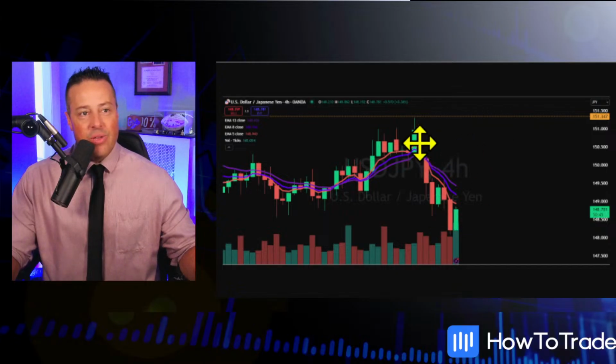Okay, so what would a trade look like? This is a good look right here. You can see we're milling around up here, and then the 5 crosses under the 8.